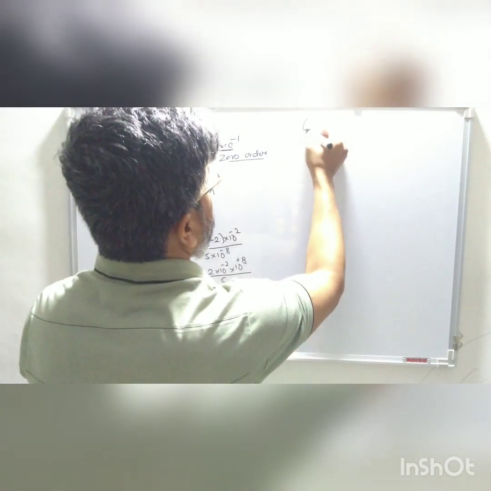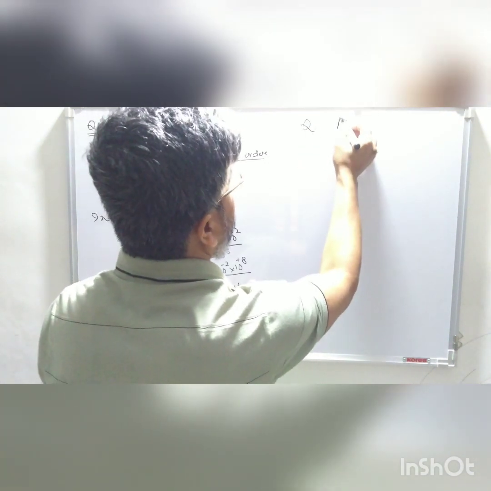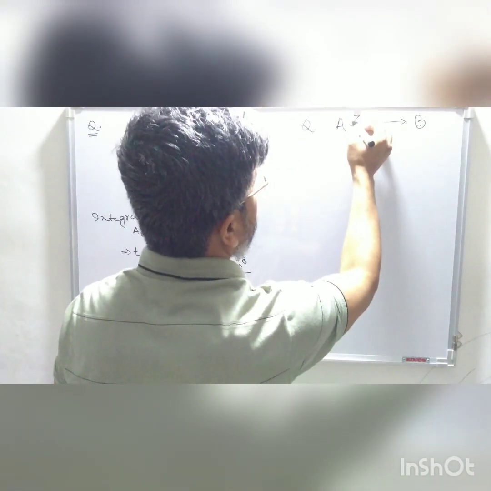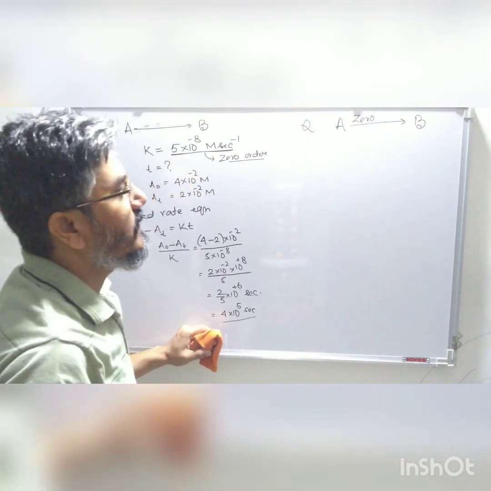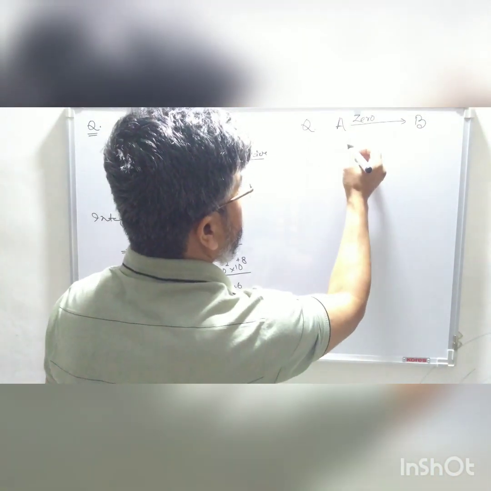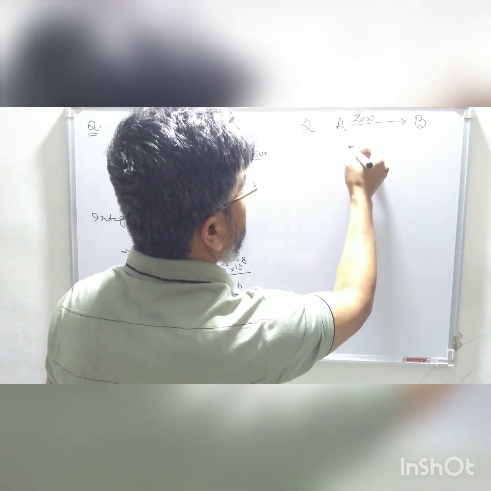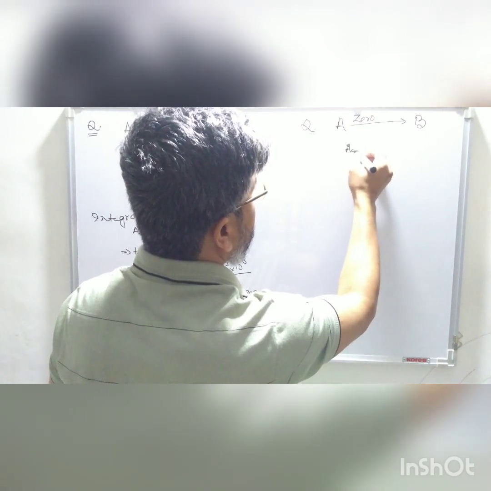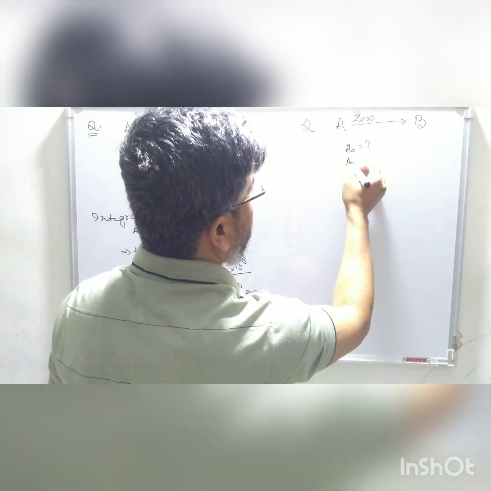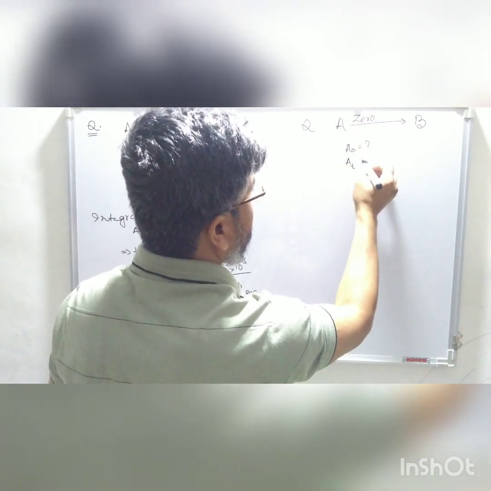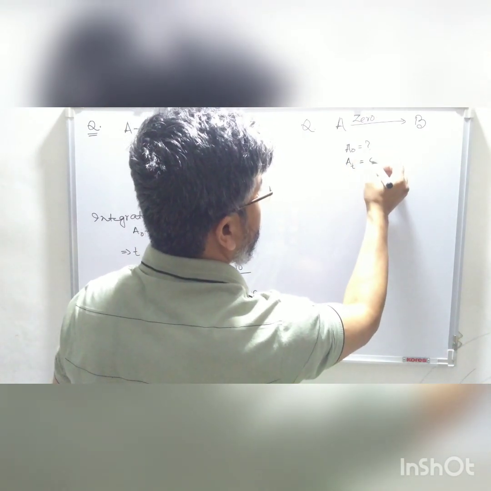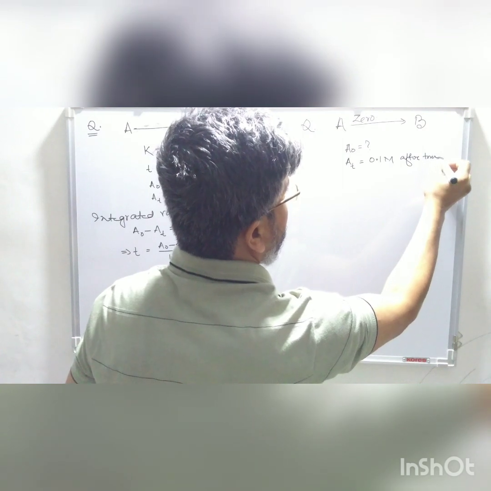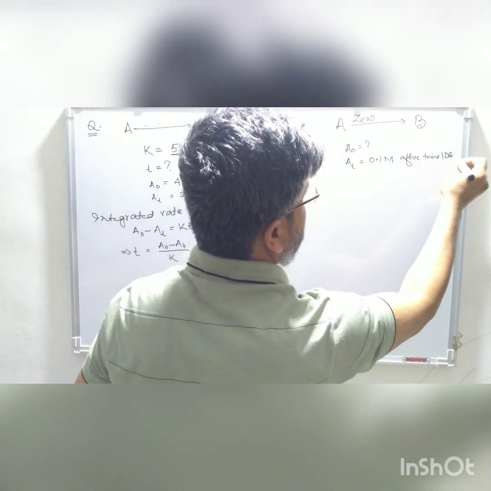So let's see another question. We have a zero order reaction, A is turning into B. The question says, what was the initial concentration if the concentration A_t comes out to be 0.1 molar after time, suppose this is 10 seconds.